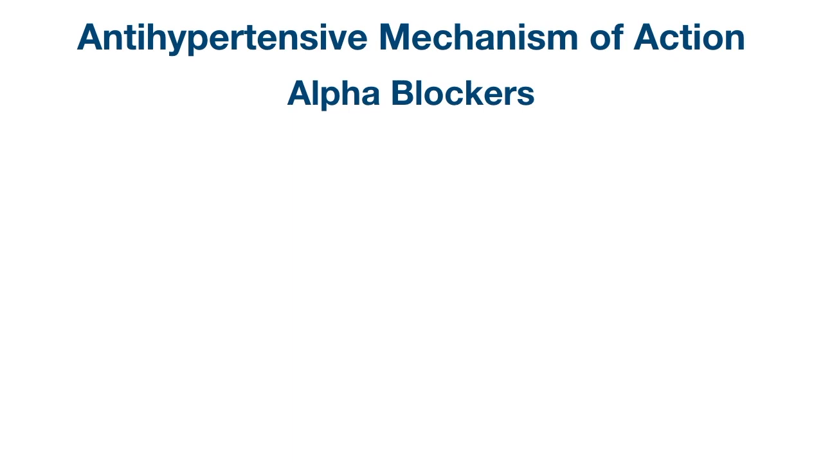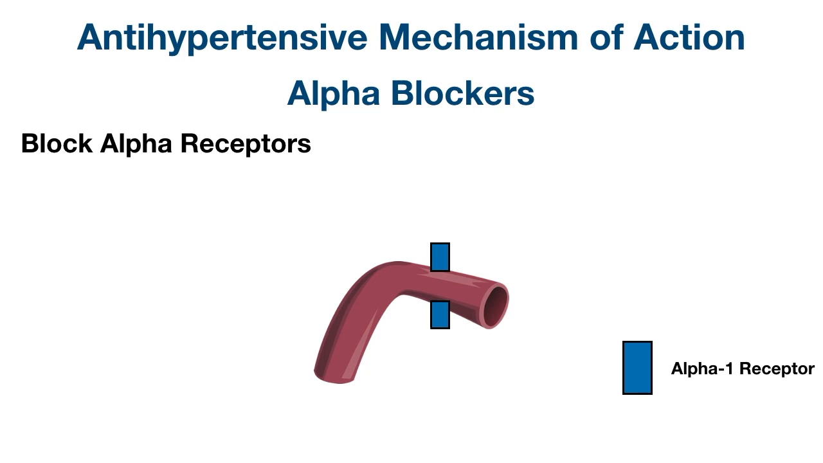Moving on to alpha blockers, the mechanism of action is self-explanatory by their name. They're going to block alpha receptors. In other words, they're alpha receptor antagonists. Alpha blockers lower blood pressure primarily by blocking the alpha-1 receptors on blood vessels.